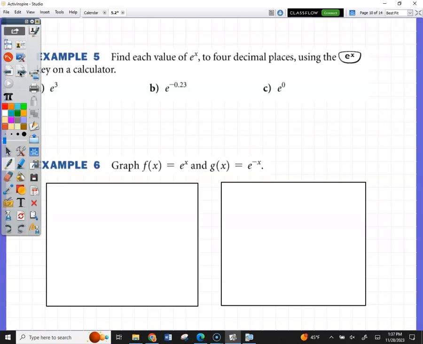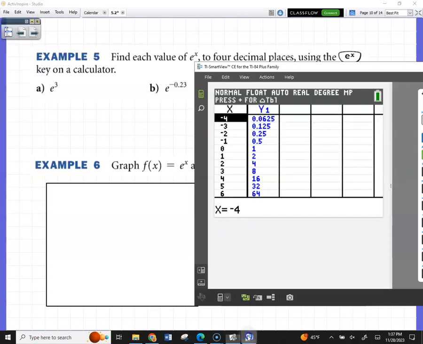All right. You're going to love these three problems right here. You are simply evaluating the value of E to these. Go to your calculator. I want you to evaluate E to the third, and please round to the nearest 10,000ths. How many zeros are in 10,000? 4. So check the fifth number.